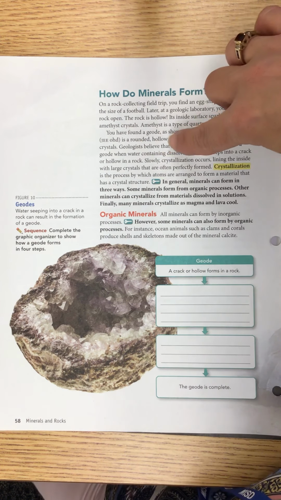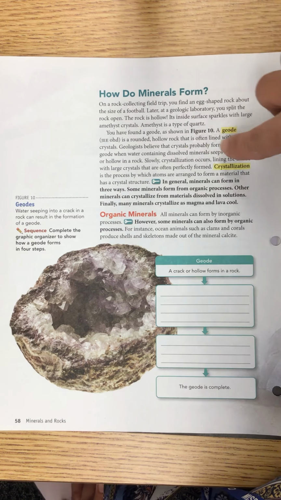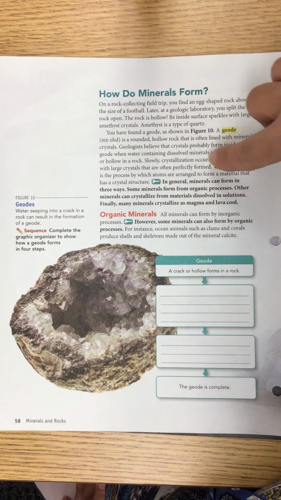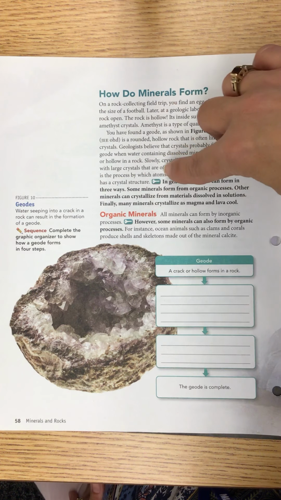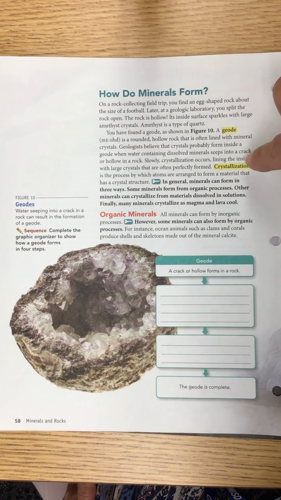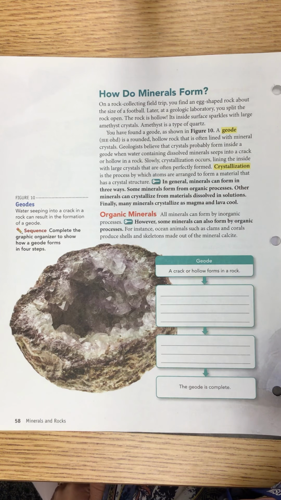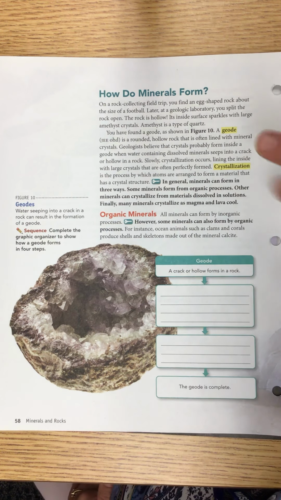Geologists believe that crystals probably formed inside the geode. Slowly, crystallization occurs, lining the inside with large crystals that are often perfectly formed. Crystallization is a process by which atoms are arranged to form a material that has crystal structure. In general, and this is the key fact, minerals can form in 3 ways. Some minerals form from organic processes. Other minerals can crystallize from materials dissolved in solutions. And finally, many minerals crystallize as magma and lava cool.